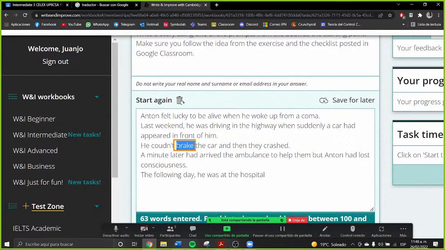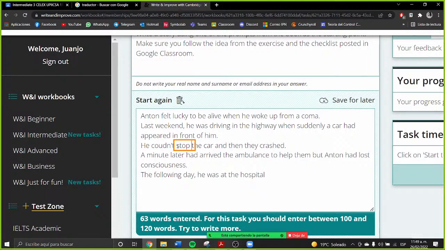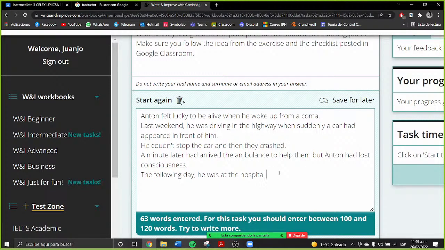Teacher, what do you want to say here? Not necessarily used as a verb. I mean brakes as in the brakes of the car. But if you want to use brake, it will be more like he couldn't stop, put the brakes or step on the brakes, or couldn't stop. Couldn't stop, okay. Thanks, teacher. He couldn't stop the car. Okay.